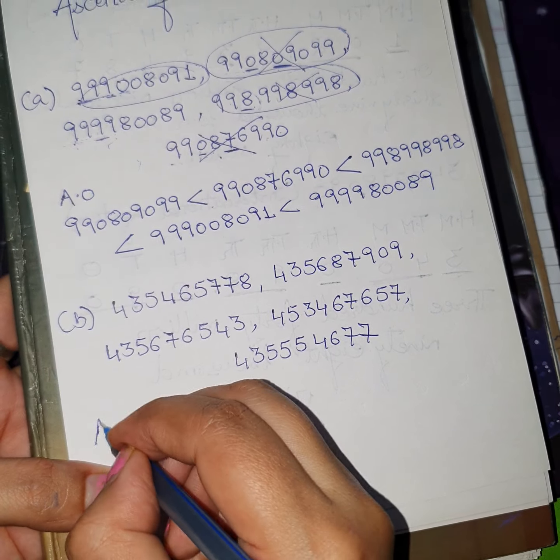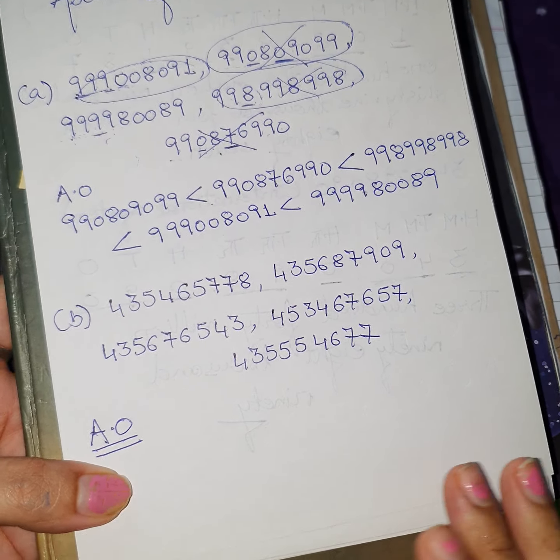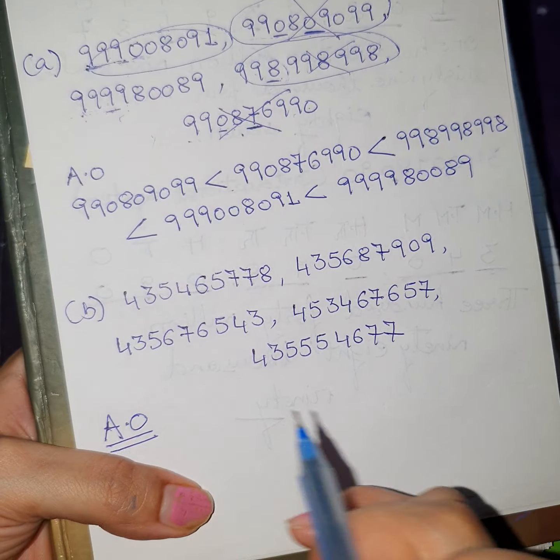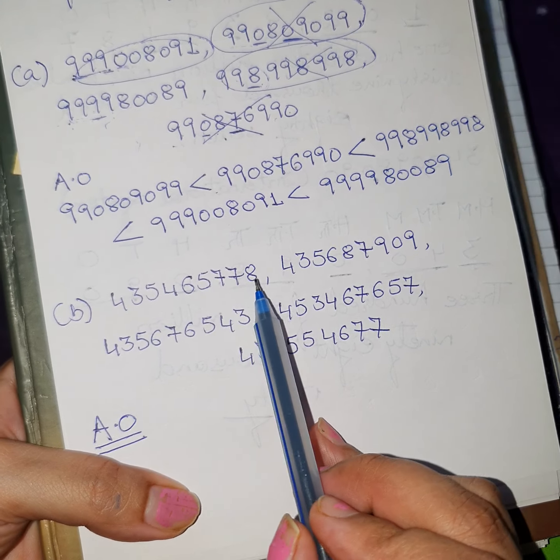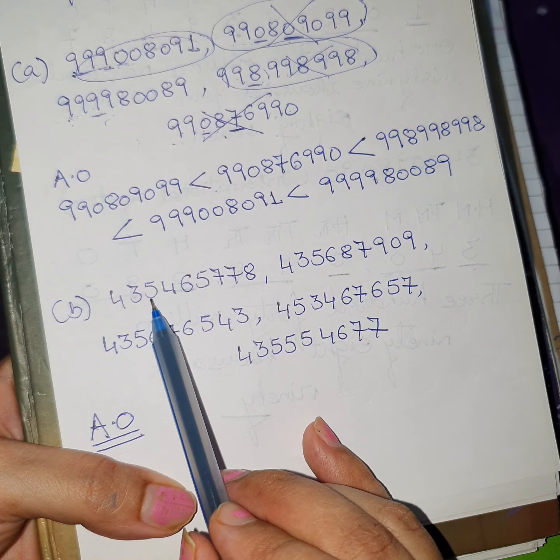In the same way we have to arrange the second part also in ascending order. So for that, firstly count the number of digits in each number. 1, 2, 3, 4, 5, 6, 7, 8, 9.